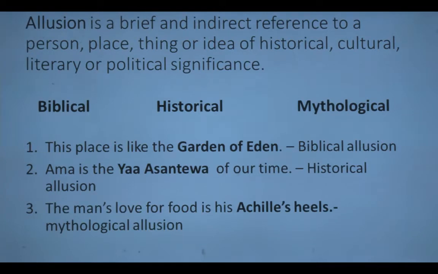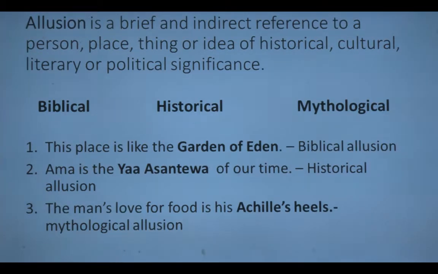For instance, in example one, we have: this place is like the Garden of Eden. We all know the Garden of Eden, the creation story, where we are told God created a beautiful garden and put in Adam and Eve. So if you make reference to Garden of Eden, then we say you are making a biblical allusion.